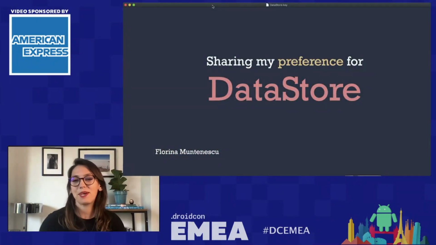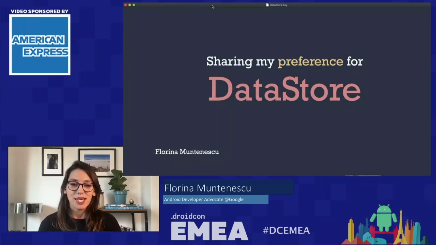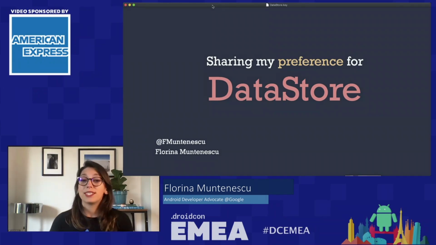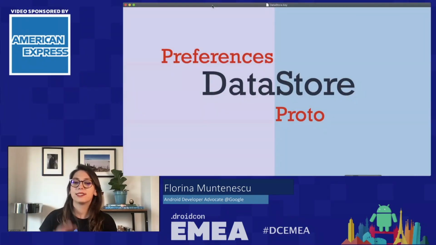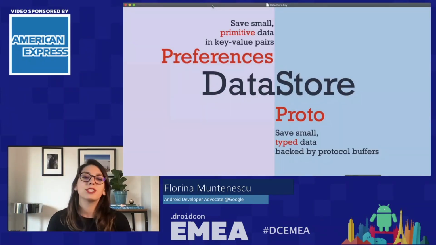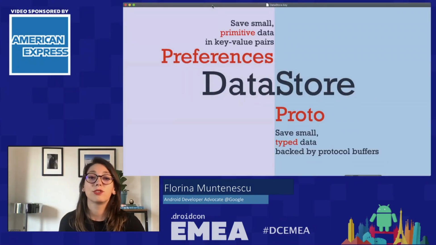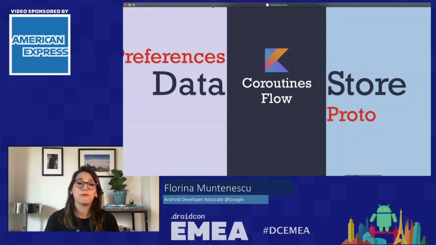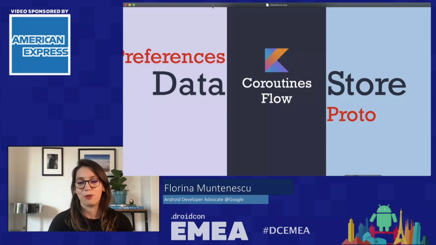And today, I want to tell you about DataStore. DataStore was created to replace SharedPreferences, and it provides two different implementations, Preferences and Proto DataStore. Preferences allows you to save small primitive data in key value pairs, while Proto DataStore allows you to save small type data backed by protocol buffers. But both of them are using coroutines and flow.